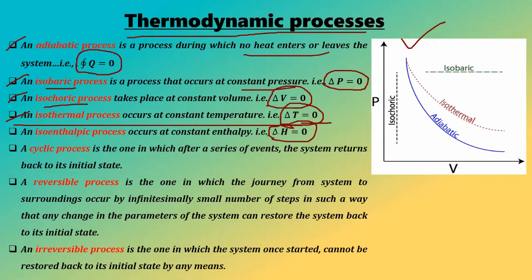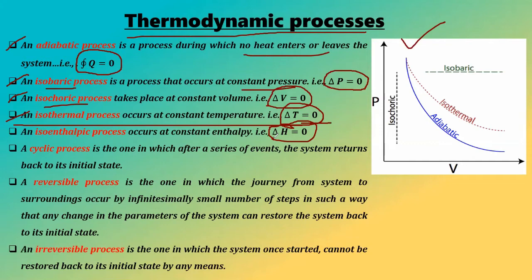Let us find out. The seventh process is the cyclic process. It is the one in which, after a series of events, the system returns back to its initial state. So it's quite common. Cyclic means circular. So from wherever it starts or whatever it does, at the end it will come back to a particular place. This is called a cyclic process, right?